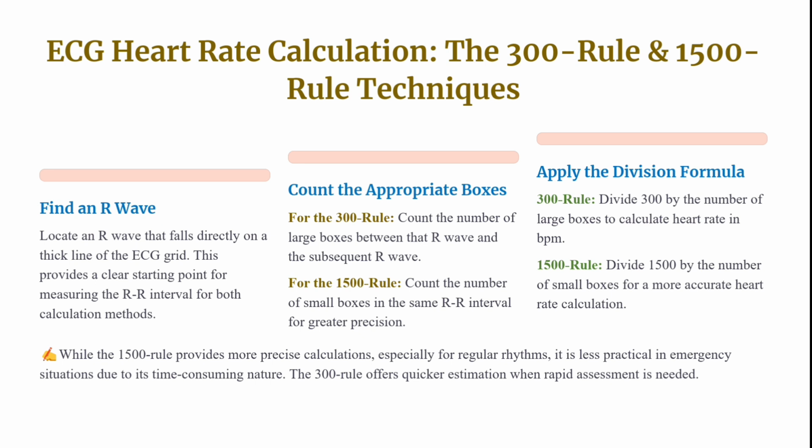The 1500 rule is even more precise but requires counting the number of small squares between consecutive R waves and dividing 1500 by this number.